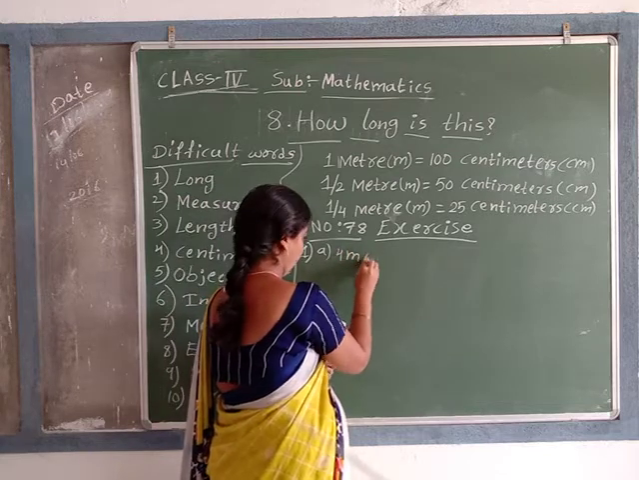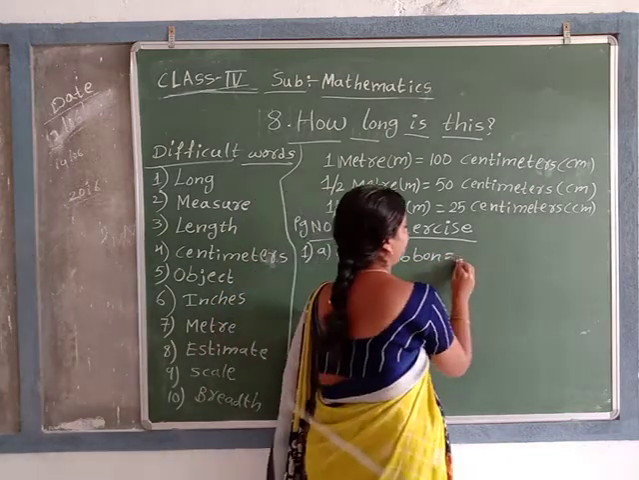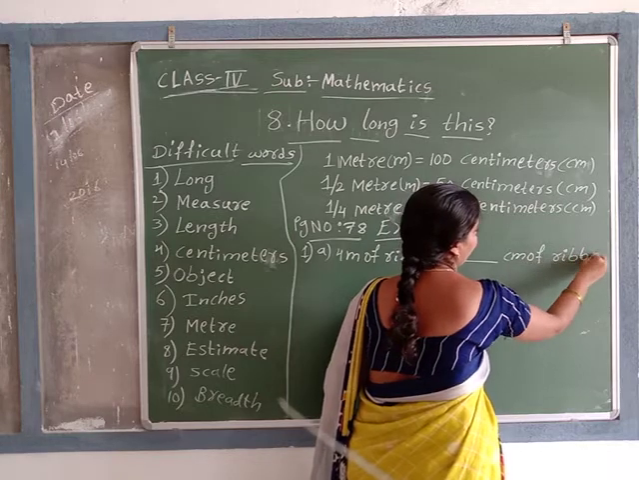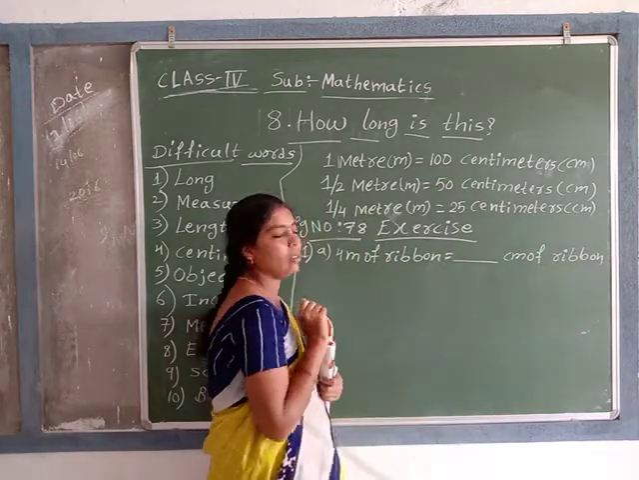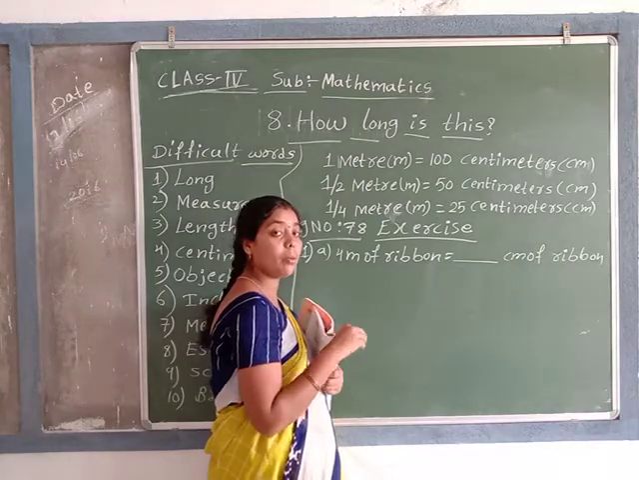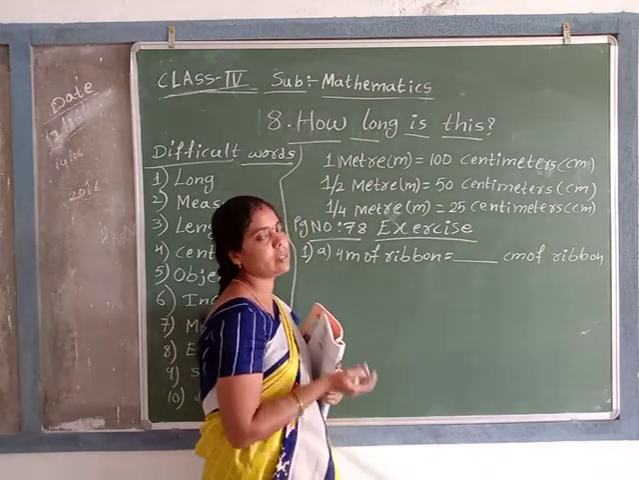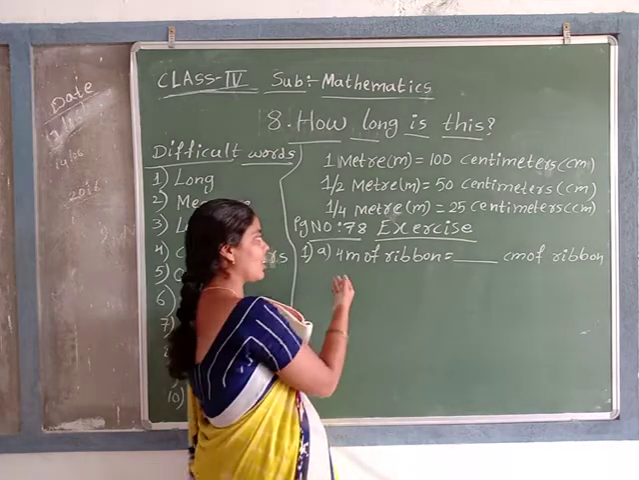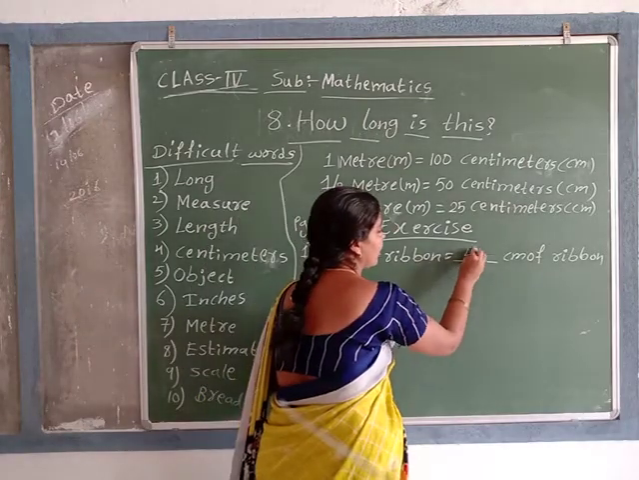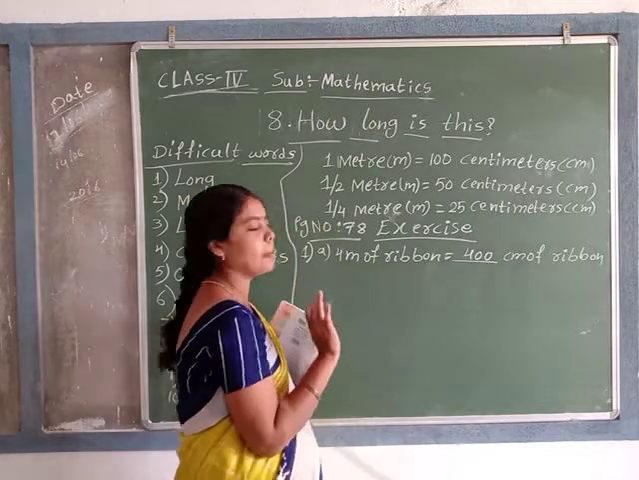4 meters of ribbon equals to how many centimeters of ribbon? 1 meter equals to how many centimeters? 100 centimeters. So 2 meters equals 200 centimeters, 3 meters equals 300 centimeters. Here we are asking 4 meters. 4 meters equals to 400 centimeters. Simple, okay? 4 meters of ribbon equals to 400 centimeters of ribbon.